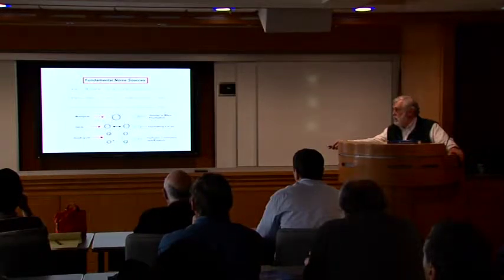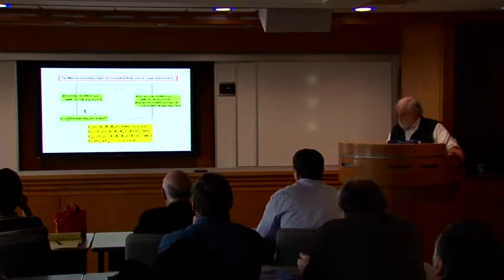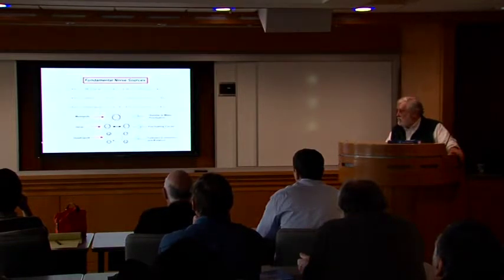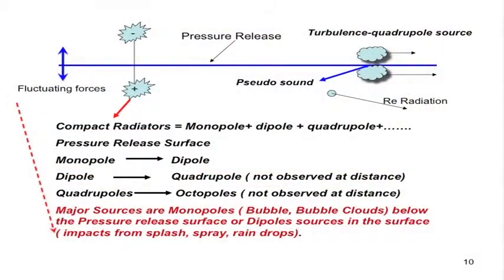Examples: this would be an individual bubble below the pressure release surface or a group of bubbles. This would be turbulence underneath the pressure release surface. And this is the pseudo sound from the turbulence that doesn't propagate the distance because it's in this category here, and can excite other bubbles to re-radiate.